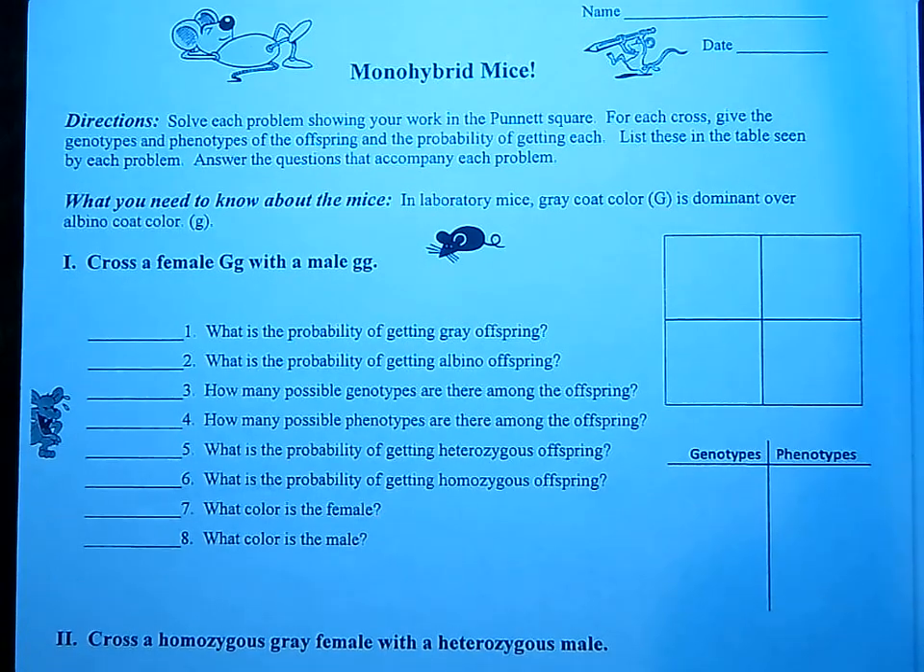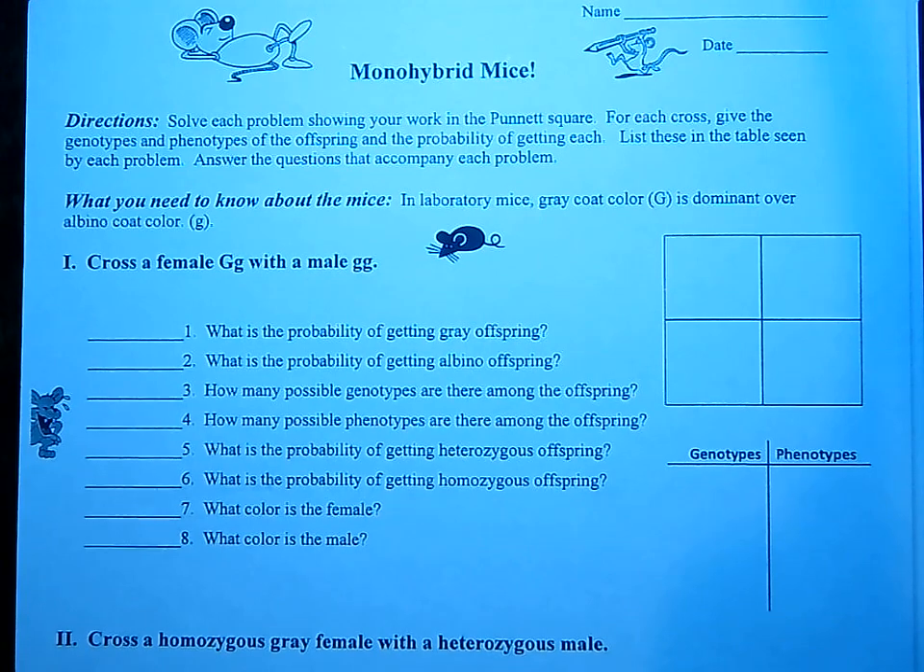Hey everyone, so today we're going to be doing monohybrid mice. For the directions, solve each problem showing your work in the Punnett square. For each cross, give the genotypes and phenotypes of the offspring and the probability of getting each. List these in the table seen by each problem. Answer the questions that accompany each problem.